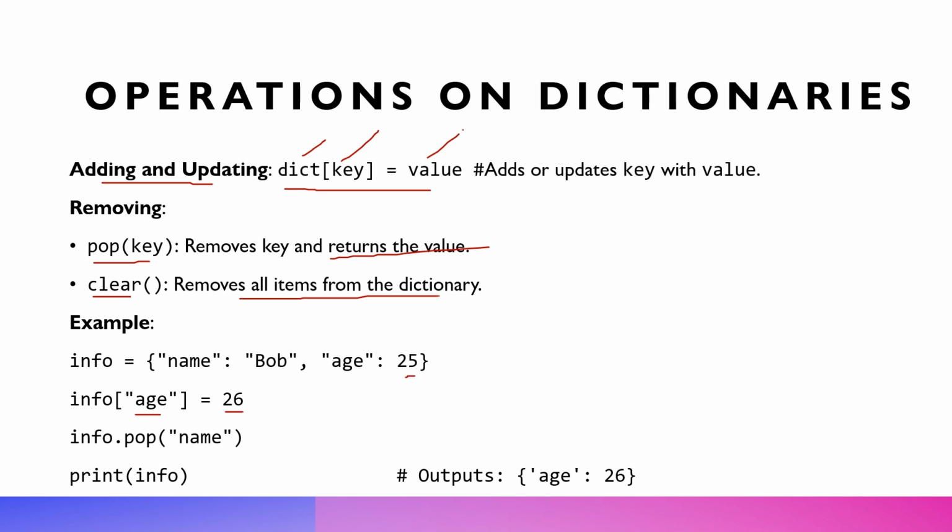In the next line, we are removing name from the dictionary by using this pop method, and it is necessary to use this dot notation. As I have already said, it is used to access these methods. Finally, we are printing them and the output will be like this. As we have removed name, it won't be present in the output screen. And the age is also updated from 25 to 26.